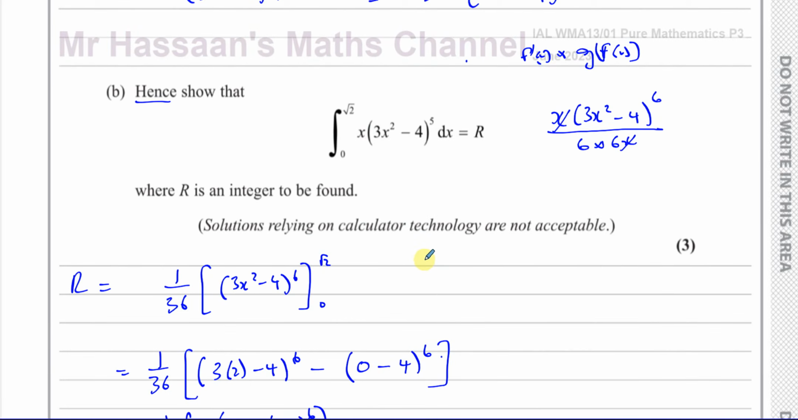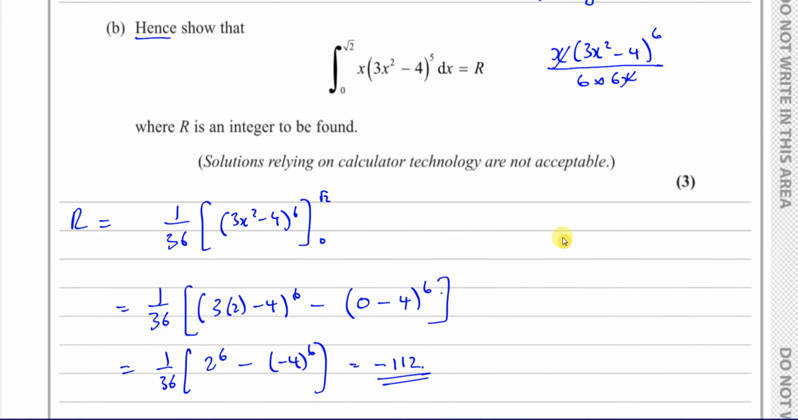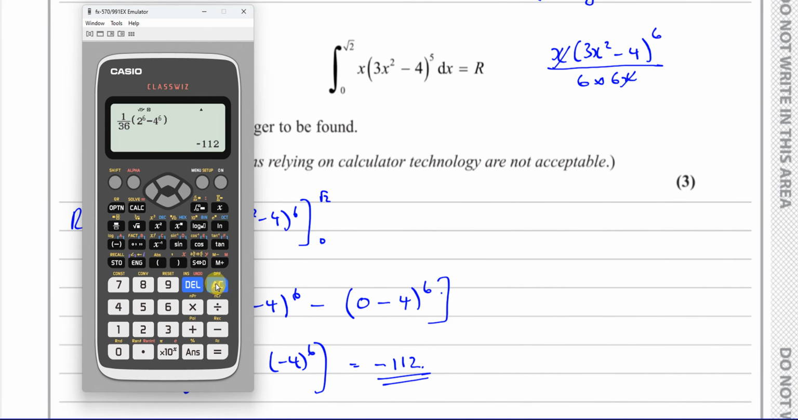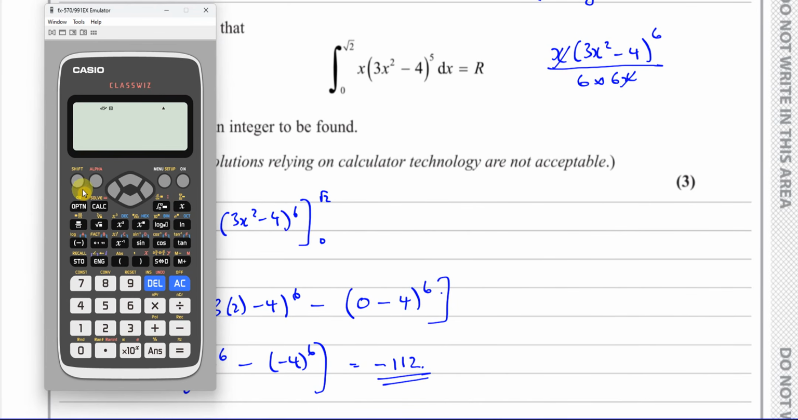A few little things were extracted from the examiner's report for this question. One of the things was that some people just wrote the answer down, meaning they just put this into their calculator, which you can do, and I'll show you how, but without showing any of these steps of integration, you won't get any marks for it. It is a good way to check, though. So you have x, then bracket 3x squared minus 4 to the power of 5, and the limits are from 0 to root 2.